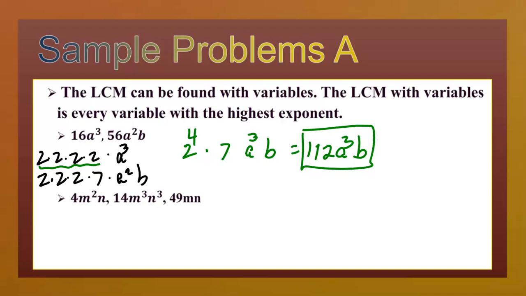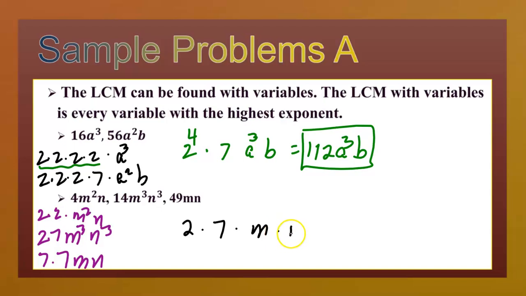Next, we got 4m squared n. So that's 2 times 2 times m squared n. 14 is 2 times 7 m cubed, n cubed. 49 is just 7 times 7, m and n. So what do we have in our factors? We got 2's, we have 7's, we have m's, and we have n's. The most number of 2's being used is 2. The most 7's is 2. The most m's is 3. And the most n's is also 3.